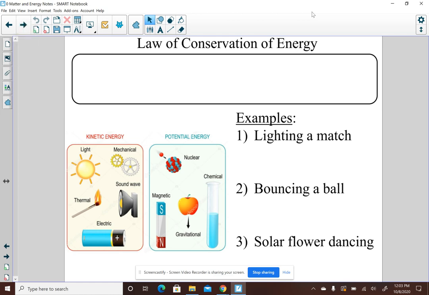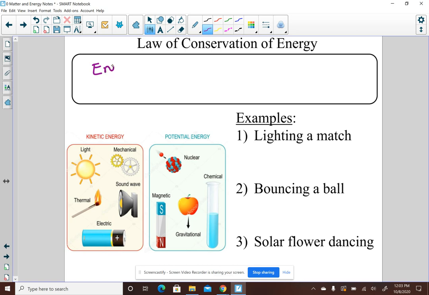Okay, so in our last video, actually in class on Friday, we talked about the law of conservation of matter, which is that matter can never be created or destroyed. So there's also a law of conservation of energy. And since this unit is about matter and energy, we're going to be talking about both. So let's actually define conservation of energy, and we can use the same definition.